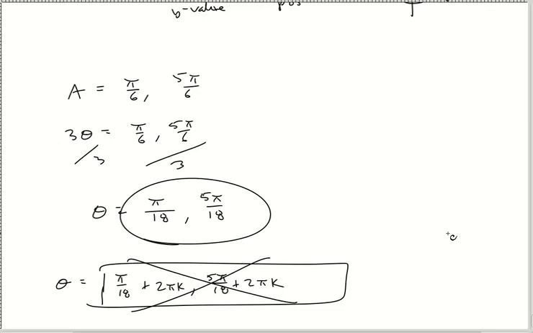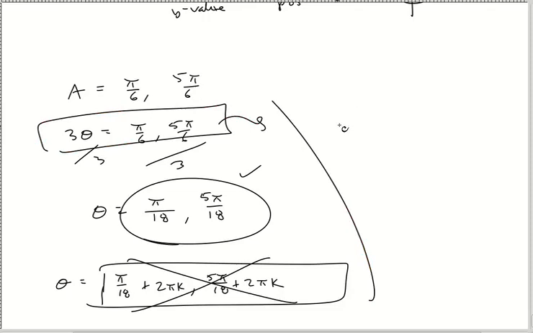That is incorrect. Why? Why is that incorrect? Yes, these are true for the first revolution. But as you keep going, it's not going to be a full revolution anymore. Basically, I need to see this right here, these answers up here, with the 2 pi k. So instead, what I really should do is say 3 theta is equal to this guy plus 2 pi k and 5 pi over 6 plus 2 pi k.